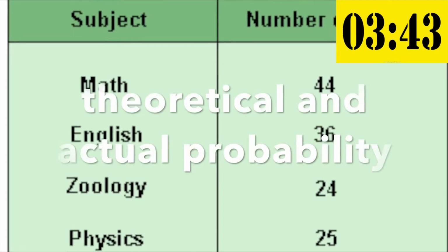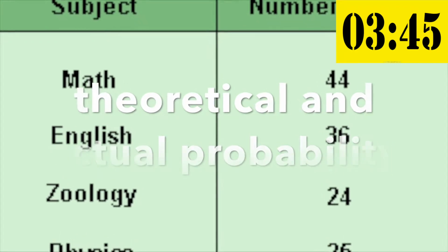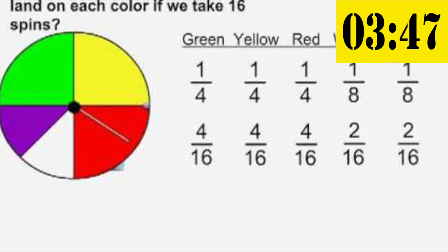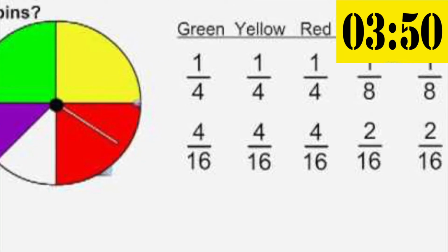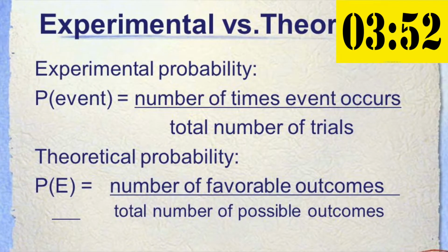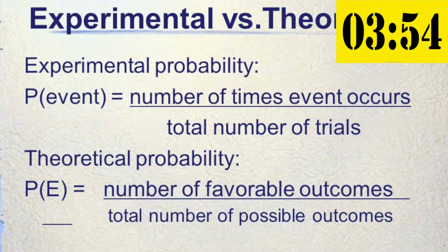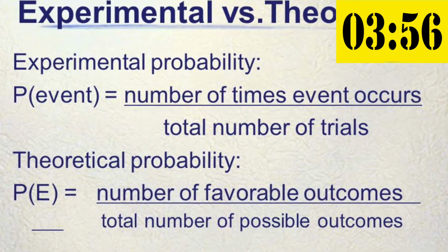The difference between theoretical probability and actual probability is that theoretical probability is what we expect to happen, and experimental probability or actual probability is what actually happens when you try an experiment out.